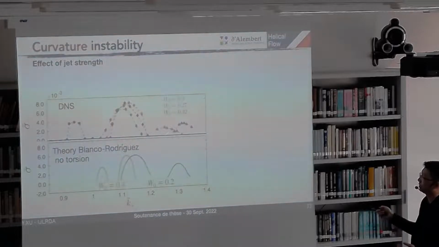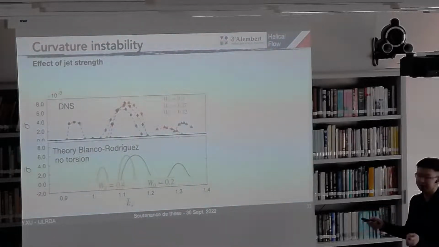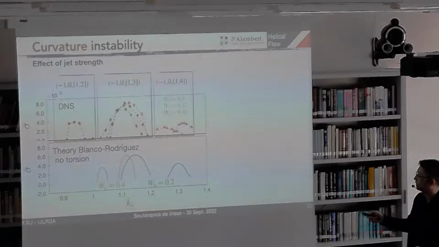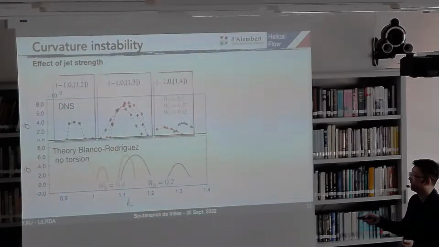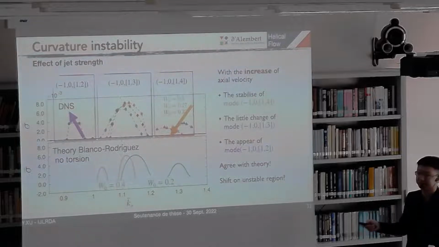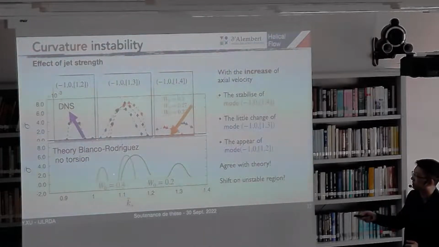We then compared our results to the theory of Blanco-Rodríguez and Le Dizès. They only give the theory prediction for 2 specific axial velocity amplitudes, 0.2 and 0.4. They don't have the theory for the values in the middle, but we can find the mode 1, 4 disappears if we increase axial velocity, and the mode 1, 2 appears if we increase axial velocity, and the modes 1, 3 didn't change too much. So our numerical simulation results fit quite well with the theory, but we still find some difference here.